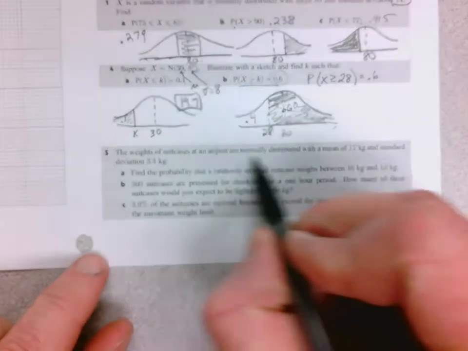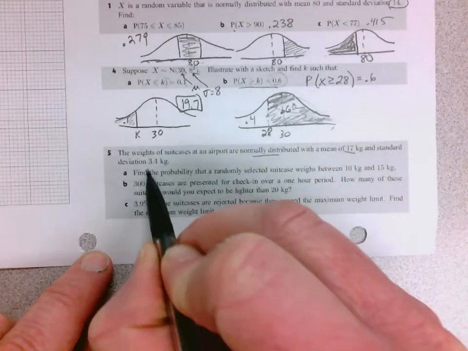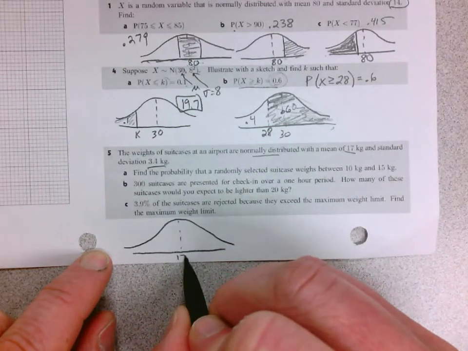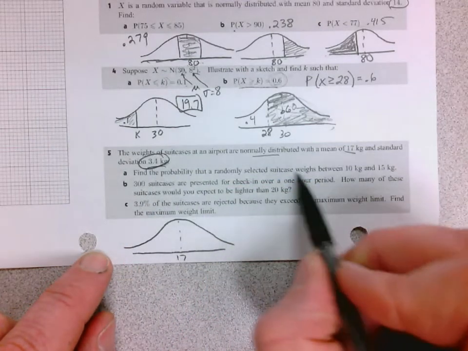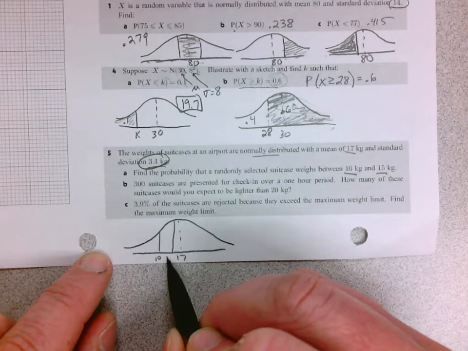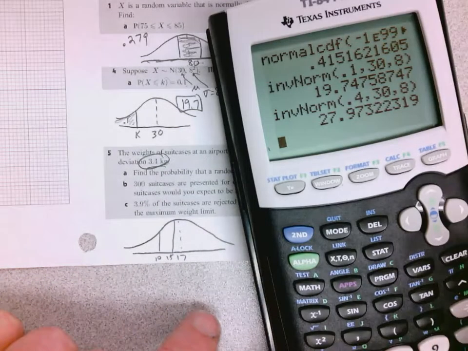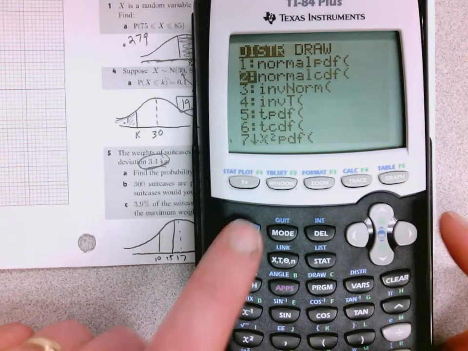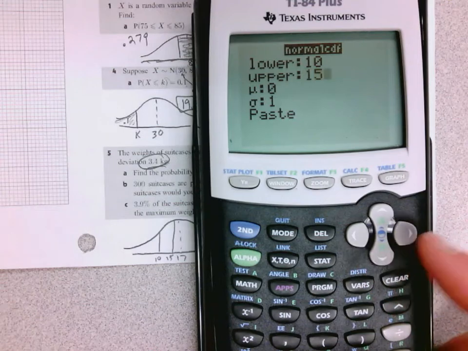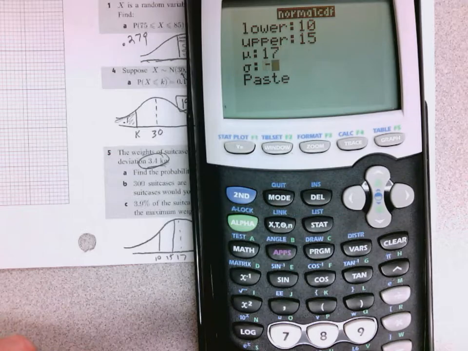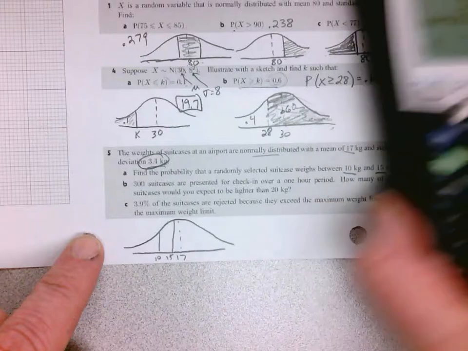We have normally distributed weights, mean, standard deviation. Mean is 17. Standard deviation 3.4. Between 10 and 15. So I know it's all lower than. So if I go between 10 and 15, I'm using normal CDF. 10 to 15, 17, and 3.4. 0.258.